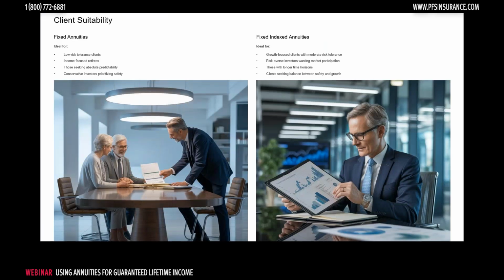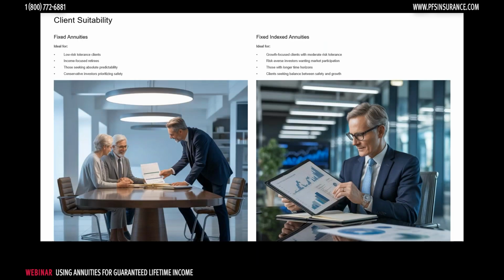Fixed annuities, client suitability. When you're talking to your clients, where does it make sense, right? So fixed annuities, multi-year guaranteed annuities, you're going to have lower risk clients, people that are really conservative, retirees, people that are income focused, absolute predictability. They want to know exactly what they're going to get. Just categorize that as conservative investors.